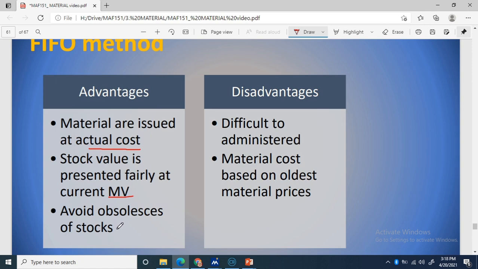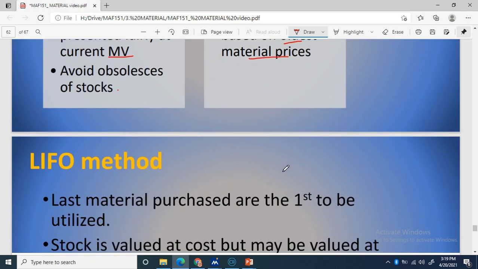It also avoids obsolescence of stocks. While the disadvantage of first in, first out is that it is difficult to administer, you have to monitor the price, and then measure cost based on the oldest material price. That means your cost of sales is based on the first one, which means the oldest material price.